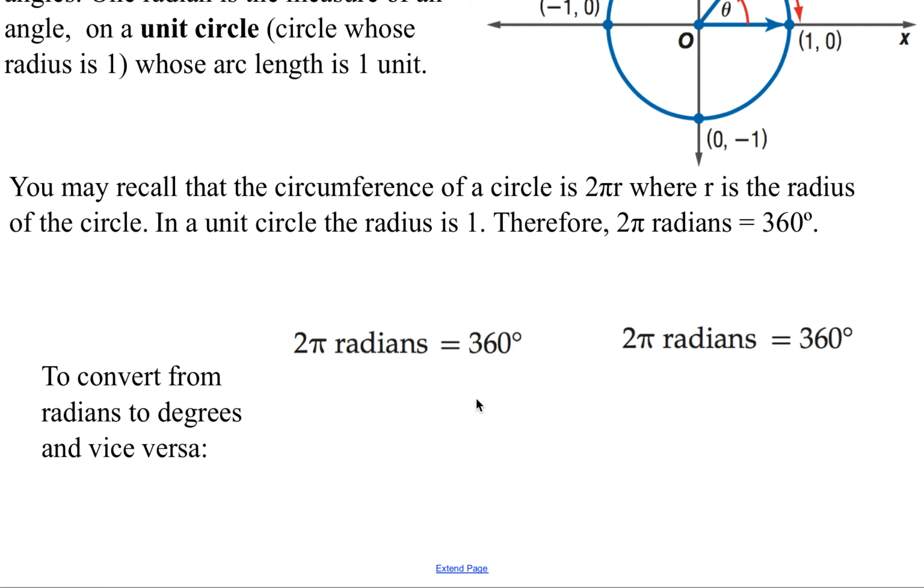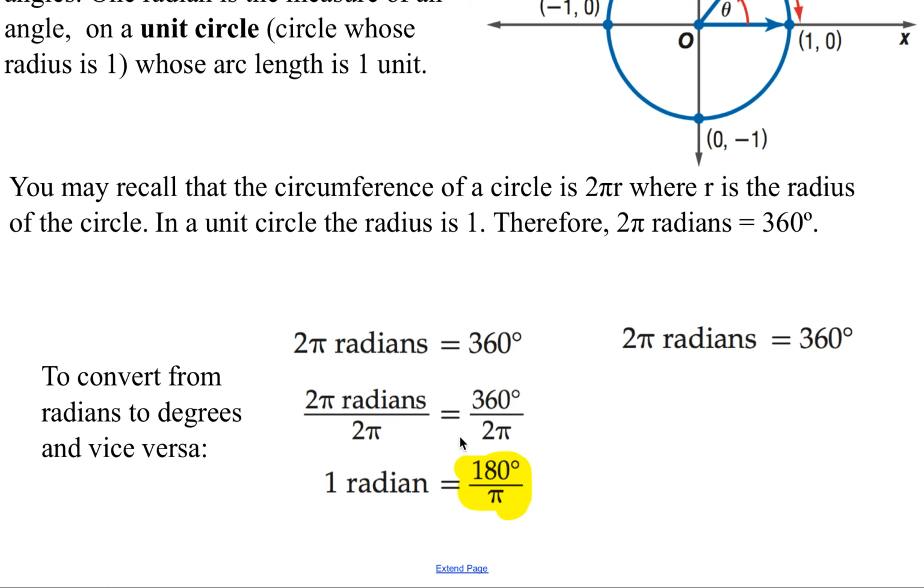And 2 pi radians are 360 degrees. So if we wanted to convert from radians to degrees, what you're going to do is take the number of radians that you have. If we have 2 pi radians, I can go ahead and divide both sides of this equation by 2 pi, and then I will end up with 180 over pi, and that's the degree measure of 1 radian.